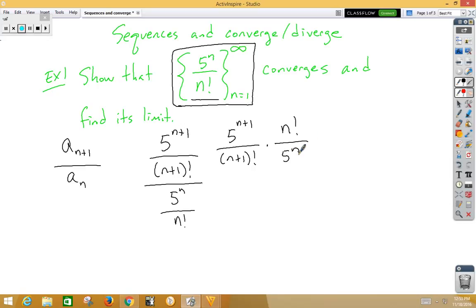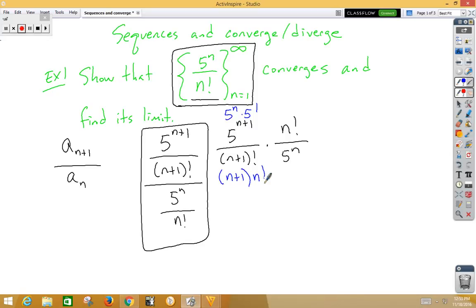This is a key step in many FRQs for Calculus BC, so make sure you get in the habit of setting up the ratio and showing the multiplication. From here, we can do a little bit of algebra and some cleanup. 5 to the n plus 1 can be rewritten as 5 to the n times 5 to the 1. n plus 1 factorial can be rewritten as n plus 1 times n factorial. So if we replace those with their equivalents, now we can cancel out an n factorial.